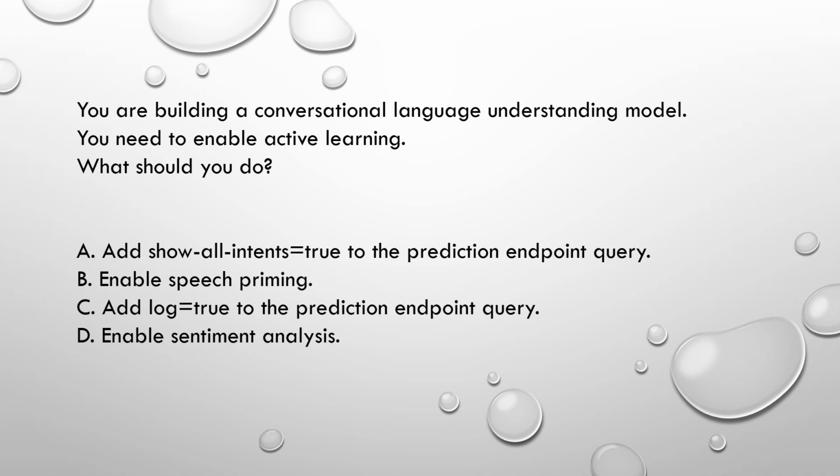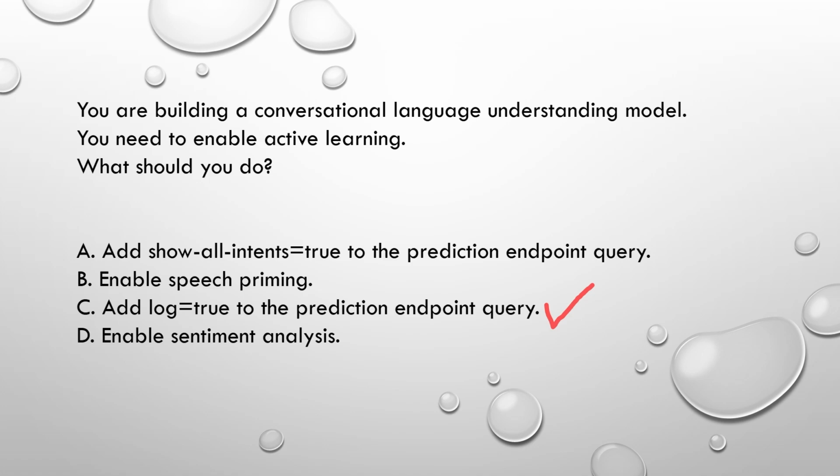The next is enable speech priming. It is regarding an Azure AI speech model. It has nothing to do with a conversational language understanding model. Next is add log equal to true to the prediction endpoint query. That is exactly what we have to do to enable active learning. Next is enable sentiment analysis. It is to get the sentiment of an input. It has nothing to do with active learning. So that option is also incorrect.